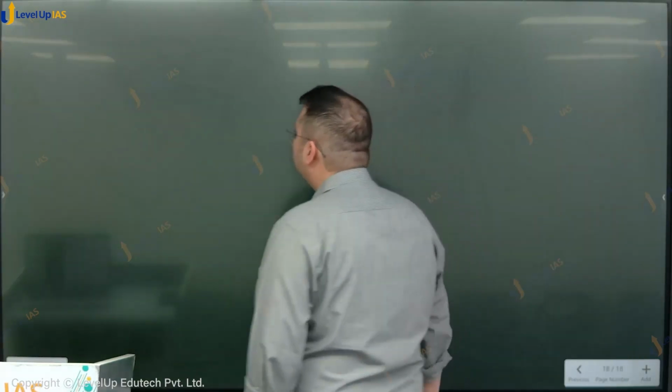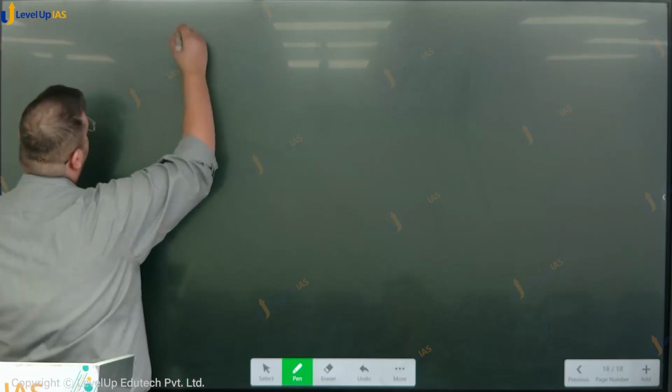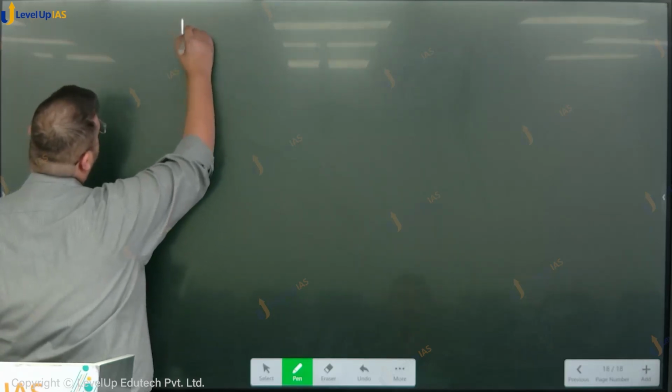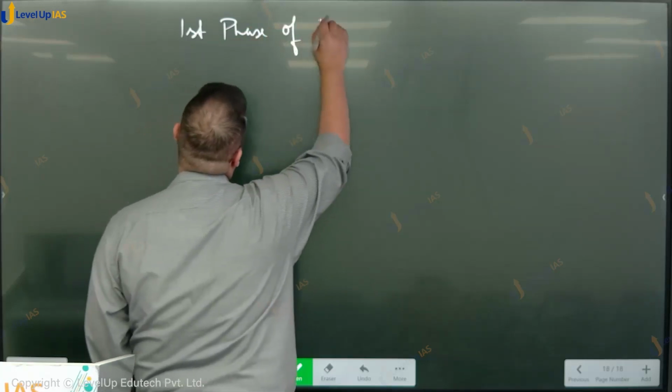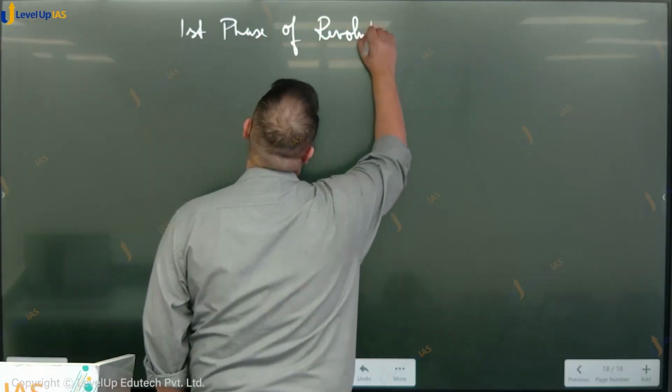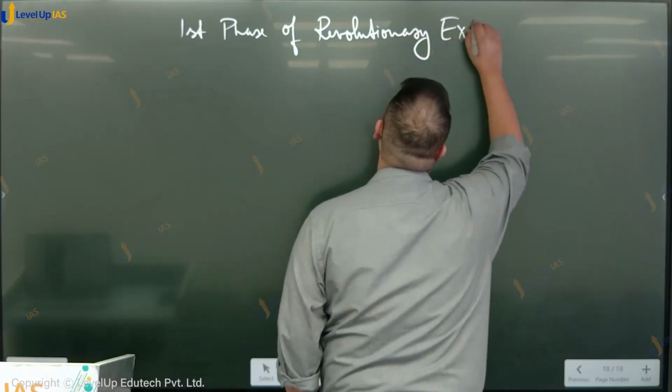तो ये हो गया मॉर्ले-मिंटो रिफॉर्म्स 1909. नेक्स्ट डेवलपमेंट is the first phase of revolutionary extremism.